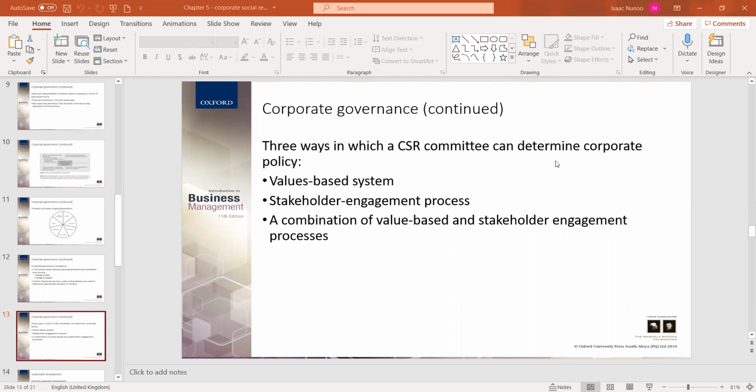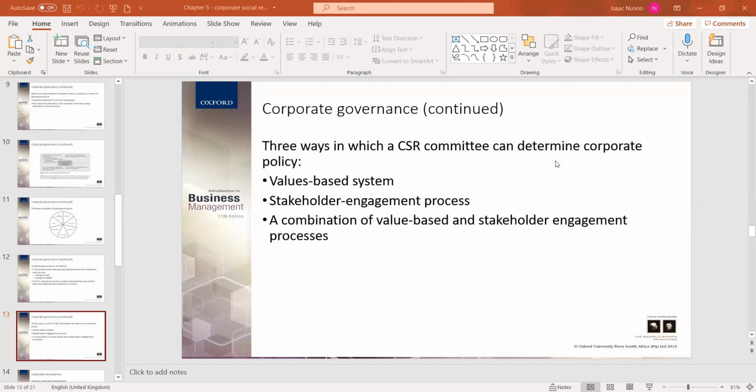And so it is embedded in their vision and mission statement. Another link to these two, in terms of corporate governance and corporate social responsibility, is that we can also talk about the stakeholder engagement process. Now, when we talk about the stakeholder engagement process, it allows stakeholders to determine what they want from the company and what they consider to be the issues and culture of the company.